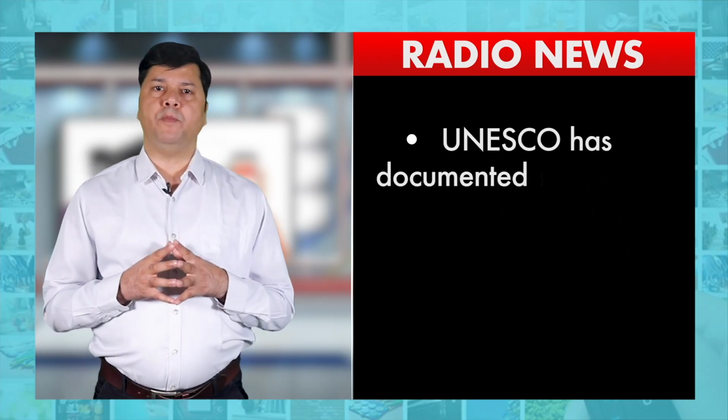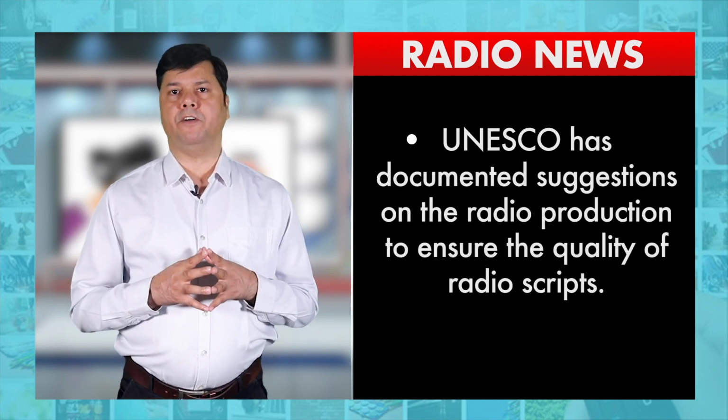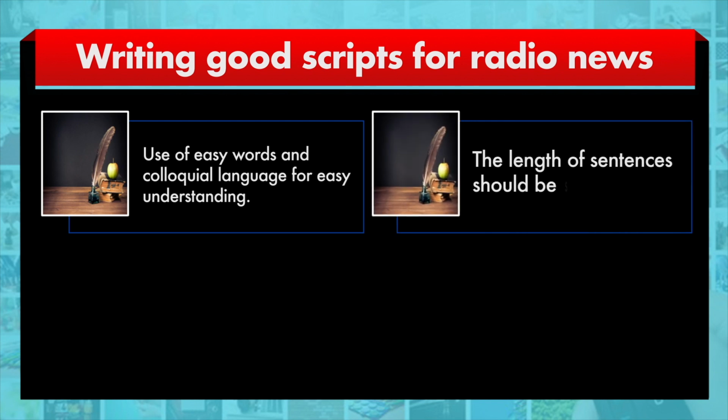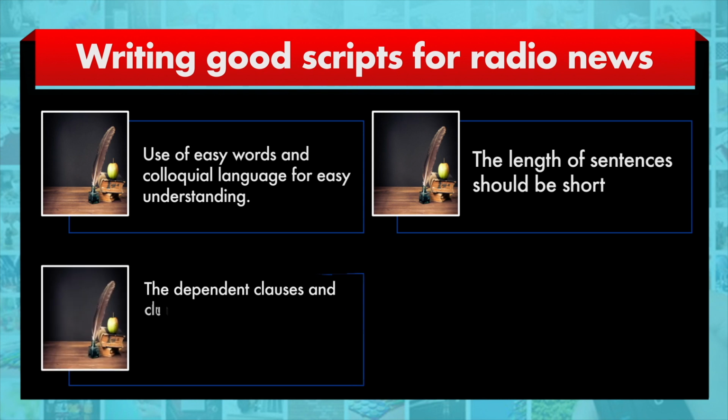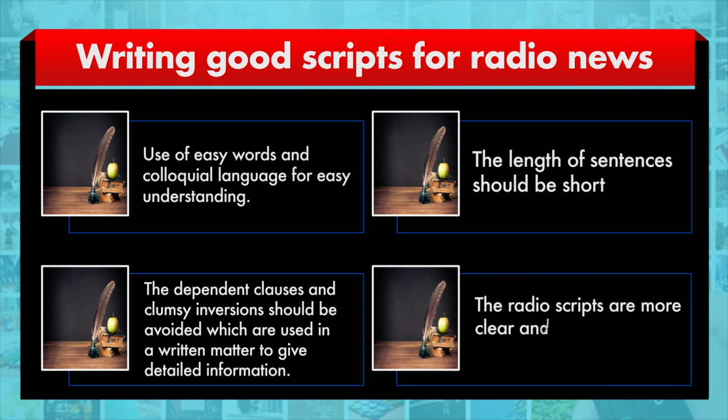Writing good scripts for radio news. UNESCO has documented suggestions on radio production to ensure the quality of radio scripts. Use easy words and colloquial language, which helps in easy understanding by people. The length of sentences should be short. Dependent clauses and clumsy inversions, which are used in written matter to give detailed information, should be avoided. Radio scripts are then clearer and do not confuse the listener.